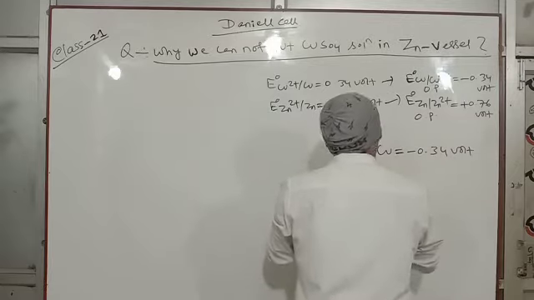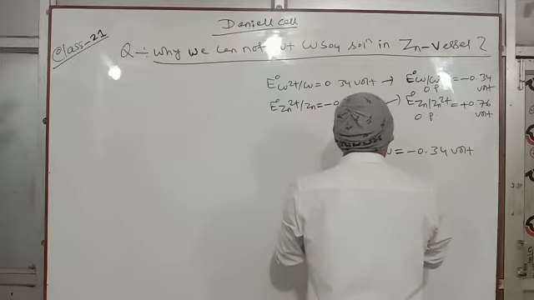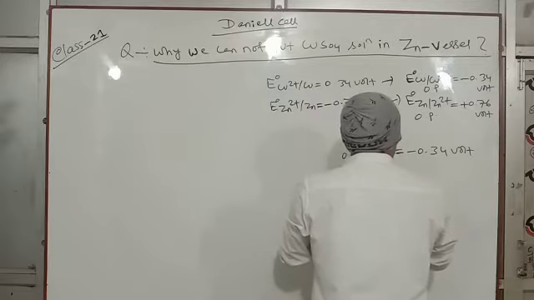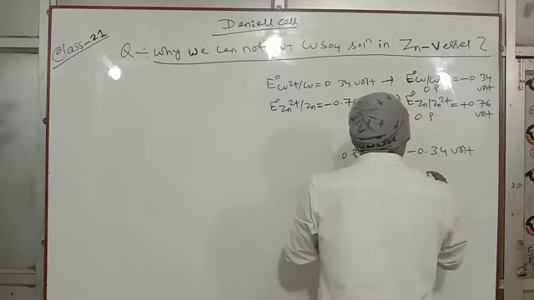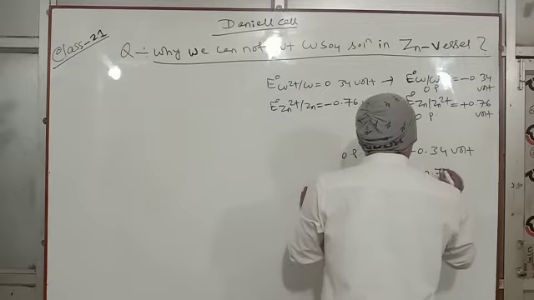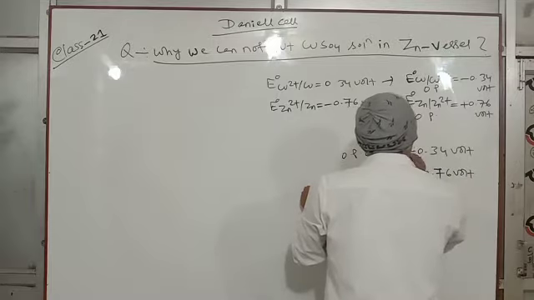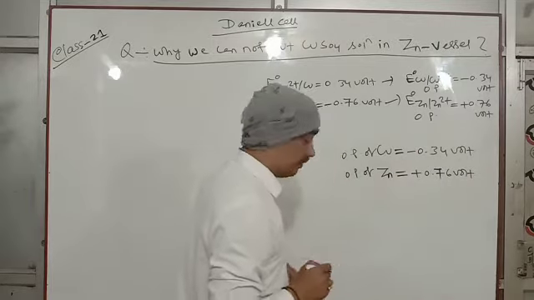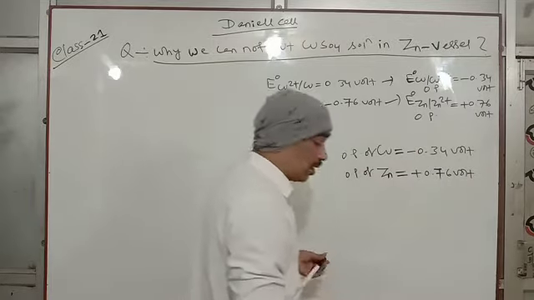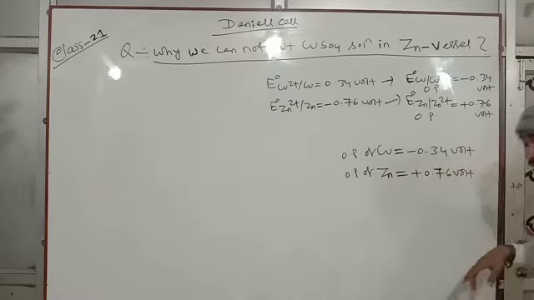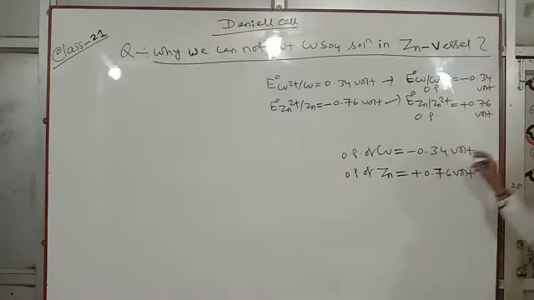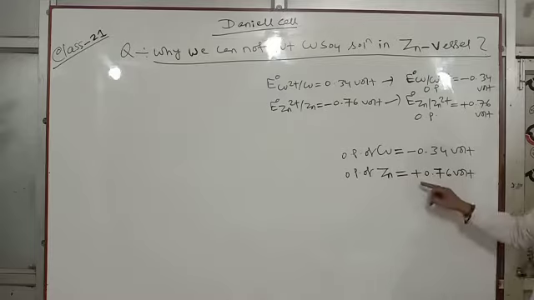Oxidation potential of zinc plus 0.76 volt. Look at oxidation potential of copper minus 0.341, oxidation potential of zinc plus 0.76.